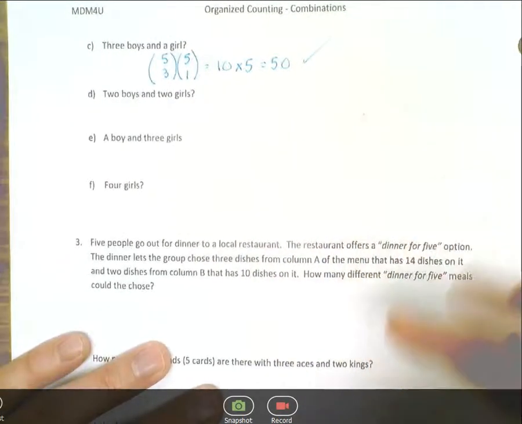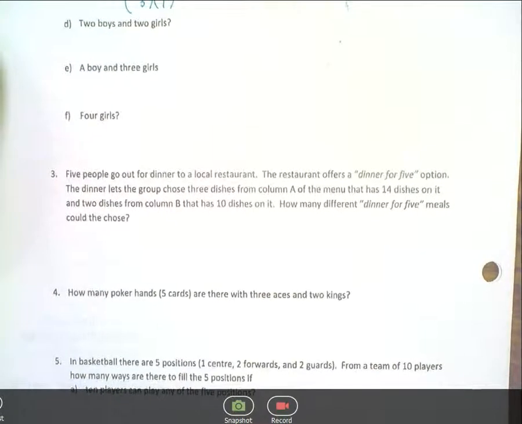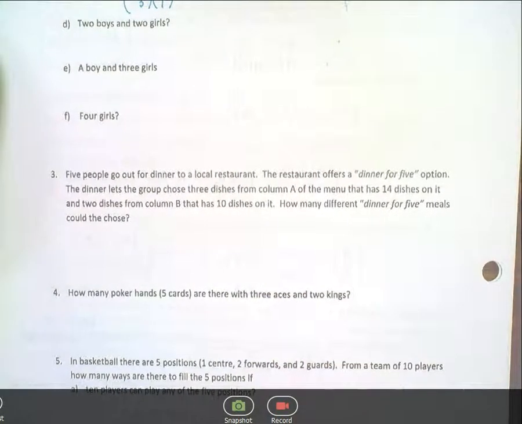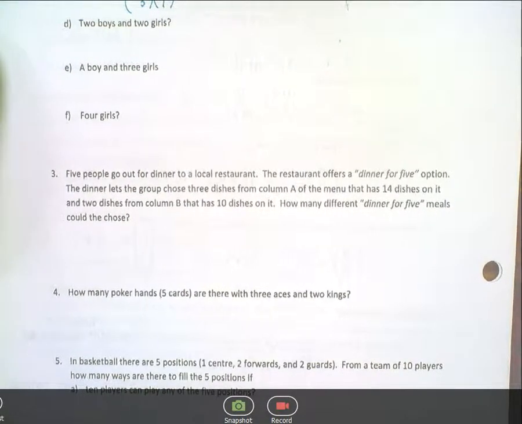All right. So what you're going to do from this point is try to finish off these questions, and then we will take them up in class and see how you did on them.